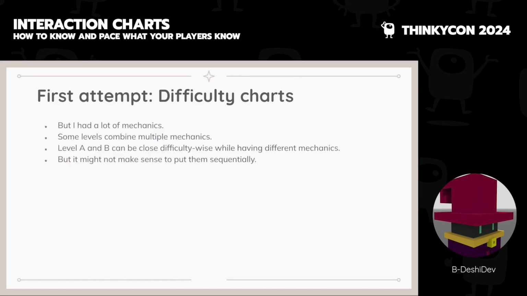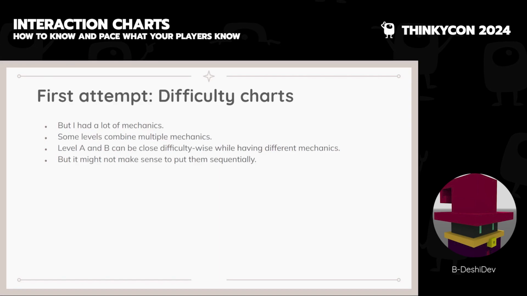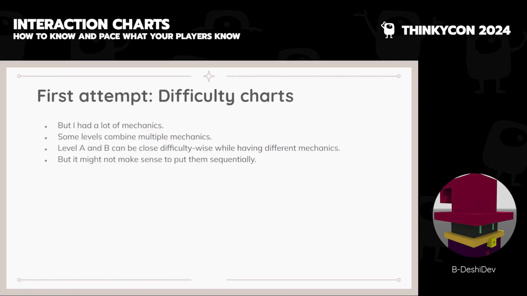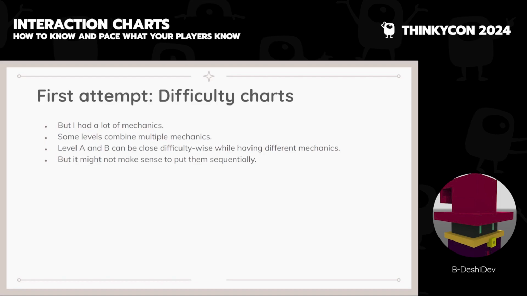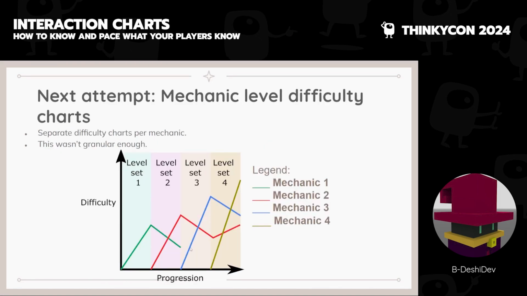However, I had a lot of mechanics, and some levels combine multiple mechanics together. Level A and B can be close difficulty-wise while still having different mechanics, but it might not make sense to put them sequentially. So my next thought was to have a mechanic level difficulty chart. I'd have separate difficulty charts for each mechanic.